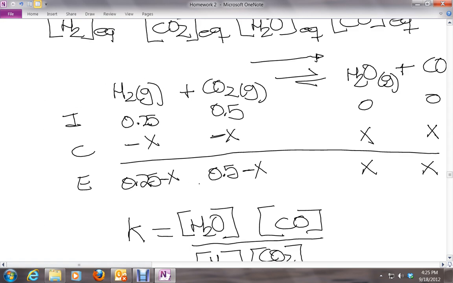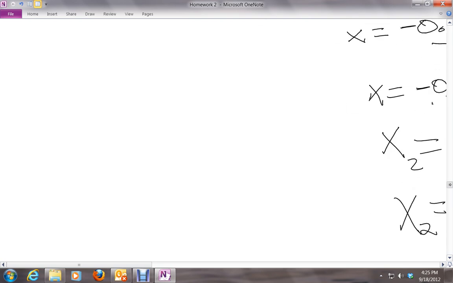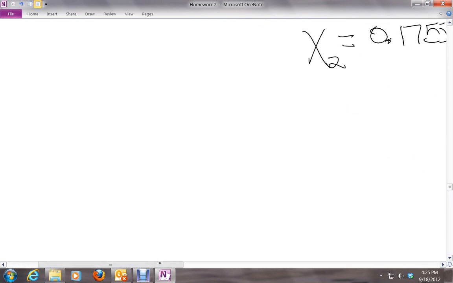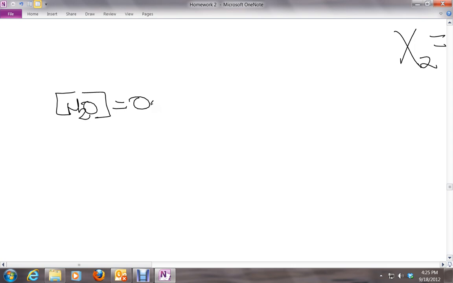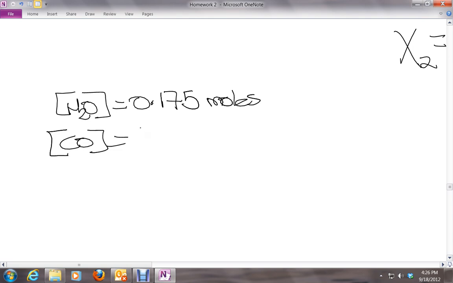was 0.25 minus X in equilibrium, CO2 minus X, X and X. So what is the concentration of the products? The concentration of the product would be the concentration of H2O, equals the value we got for X, which is 0.75 moles per liter. The concentration of CO, another product, would be X, and it would be 0.175 moles.